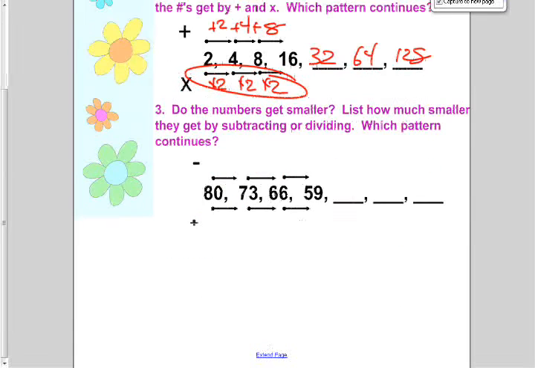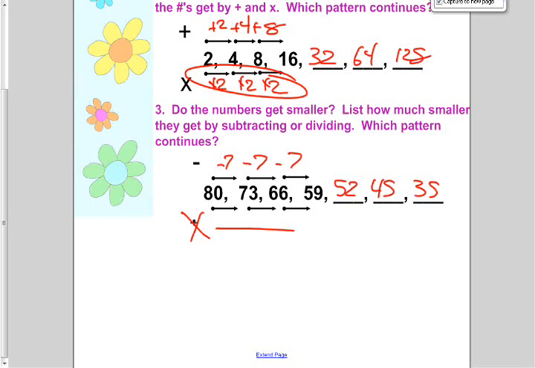So we can continue it. 16 times 2 is 32, 64, and 128. All right, how about if the numbers are getting smaller? Let's see how much smaller they get by subtracting or dividing. Which one works? Which pattern continues? 80 minus 7 is 73. 73 minus 7 is 66. 66 minus 7. That looks like it's working. And can I divide 80 by something nice to get 73? No. So that's not going to work. So my rule is minus 7. My next terms will be 52, and then 45, and then 38.